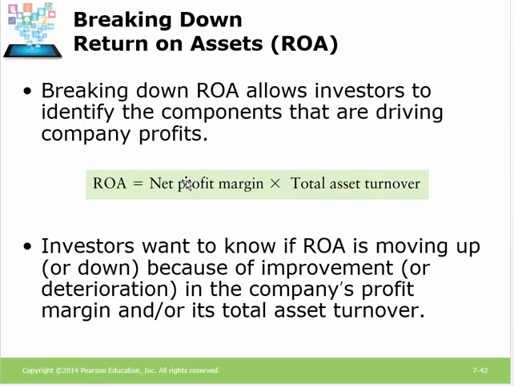So now if we take net income divided by sales and multiply that by sales divided by total assets, we end up with return on assets. So again, it's a way of breaking this number down into profit and efficiency.